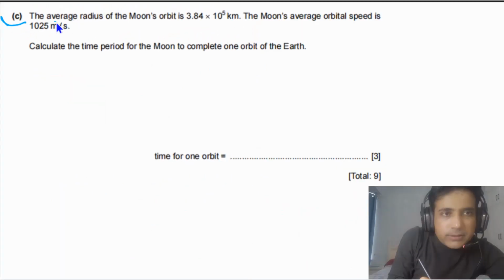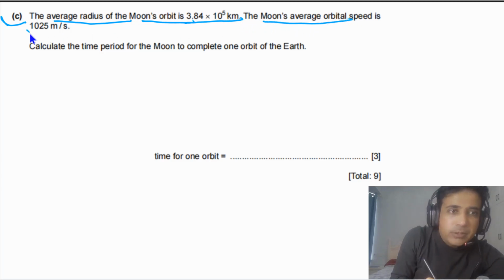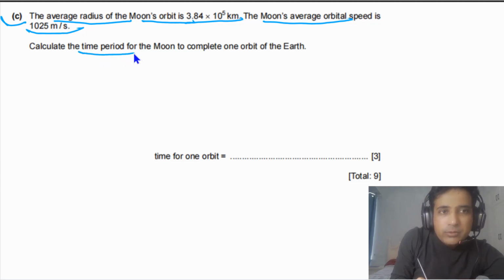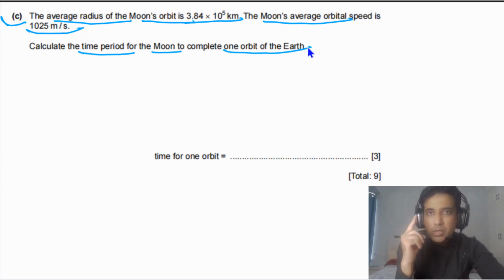For part C, it is given to us the average radius of the moon's orbit is 3.84 times 10 to the 5 kilometers. The moon's average orbital speed is 1025 meters per second. We need to calculate the time period for the moon to complete one orbit of the Earth. Meaning one cycle around our planet.